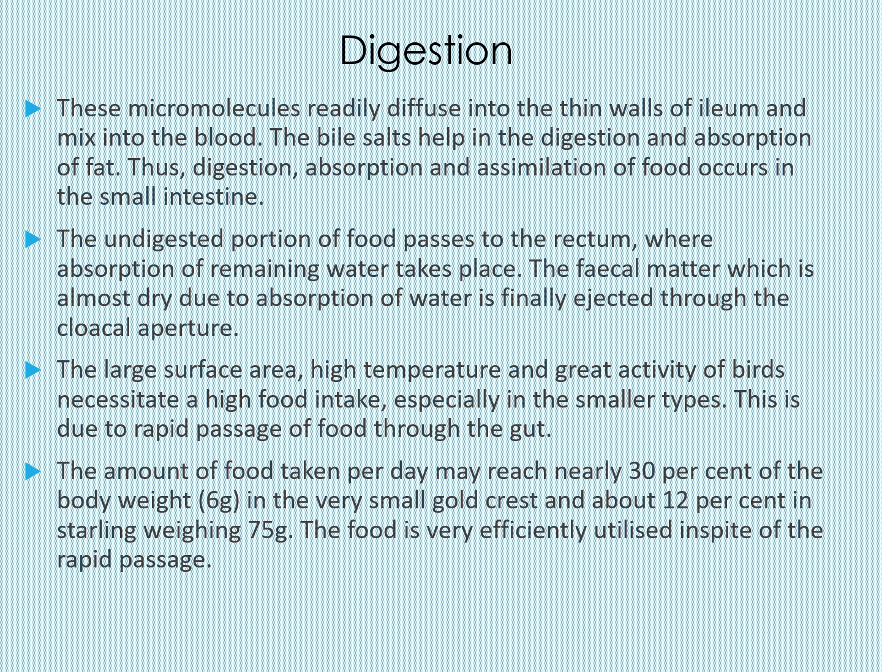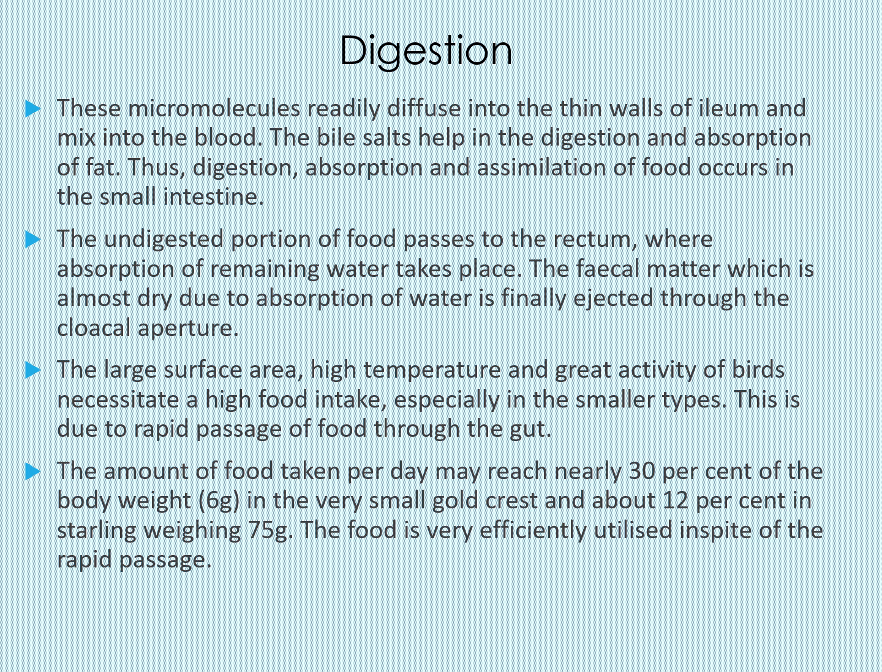These micromolecules readily diffuse into the thin walls of the ileum and mix into the blood. The bile salts help in the digestion and absorption of the fat. Thus, digestion, absorption, and assimilation of food occur in the small intestine. The undigested portion of the food passes on to the rectum, where the absorption of the remaining water takes place. The fecal matter, which is almost dried due to the absorption of water, is finally ejected through the cloacal aperture.